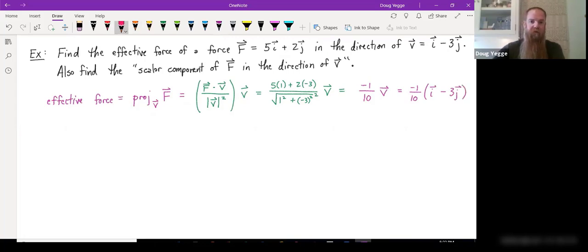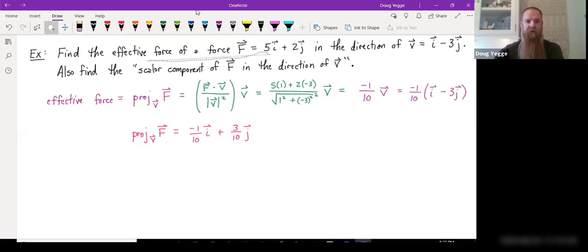Therefore, the projection of vector f onto v is equal to -1/10 i plus 3/10 j. And that's our projection. Now we're not quite done yet because we're still being asked for the scalar component of f in the direction of v. So let's do that. Okay.